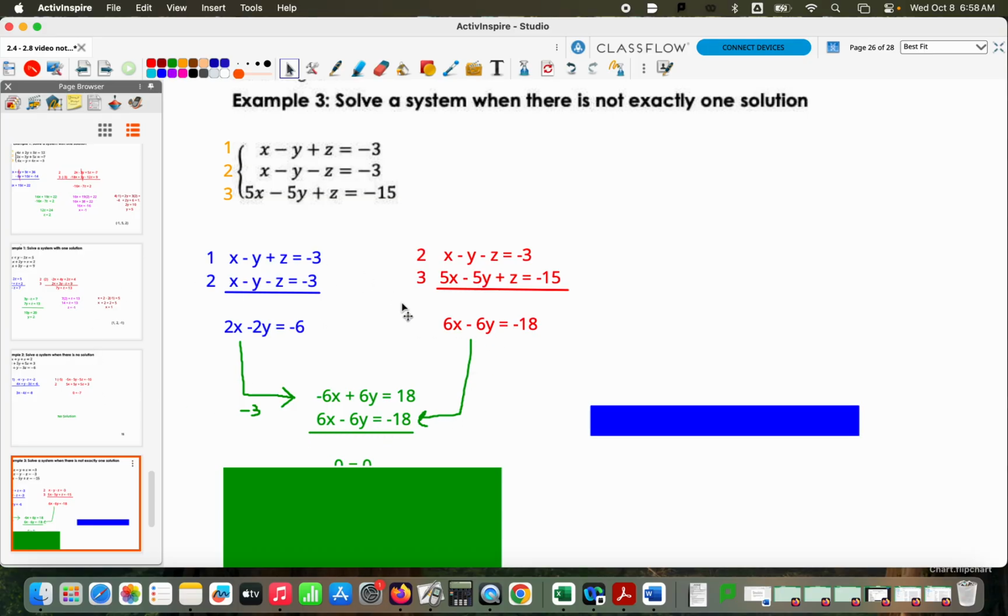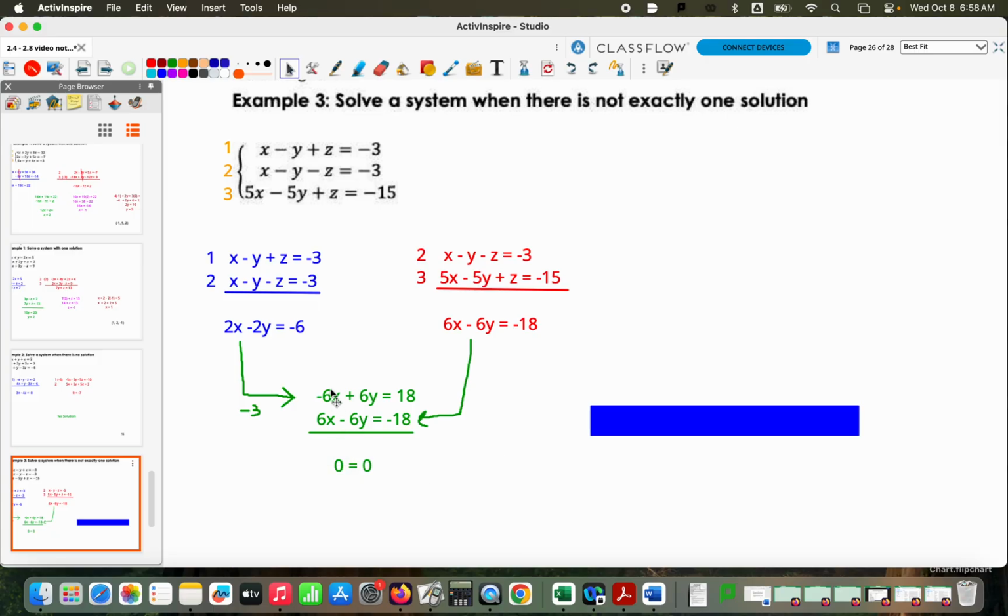I've looked at a few of the other examples where things were just ready to eliminate, but you could always multiply, just like I multiplied other equations. Actually, what's unique that happens here is the x's and the y's both eliminate, leaving 0, but this side is also 0. So that's a true statement. So that tells me that there's infinitely many solutions.